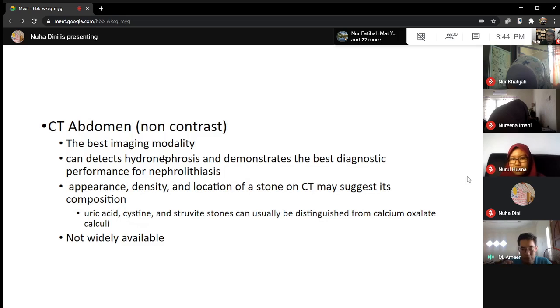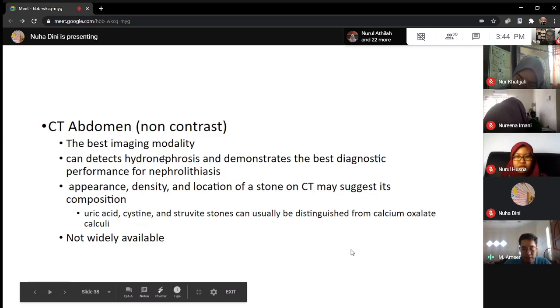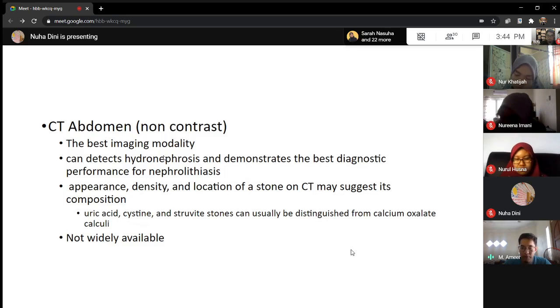And also based on the CT finding, we can look at the appearance, the density of the stone, and the location of the stone. These features may suggest the composition of the stones. Usually, uric acid, cystine, and struvite stones can be distinguished from the calcium oxalate stone. However, CT abdomen is not widely available. Okay, next.